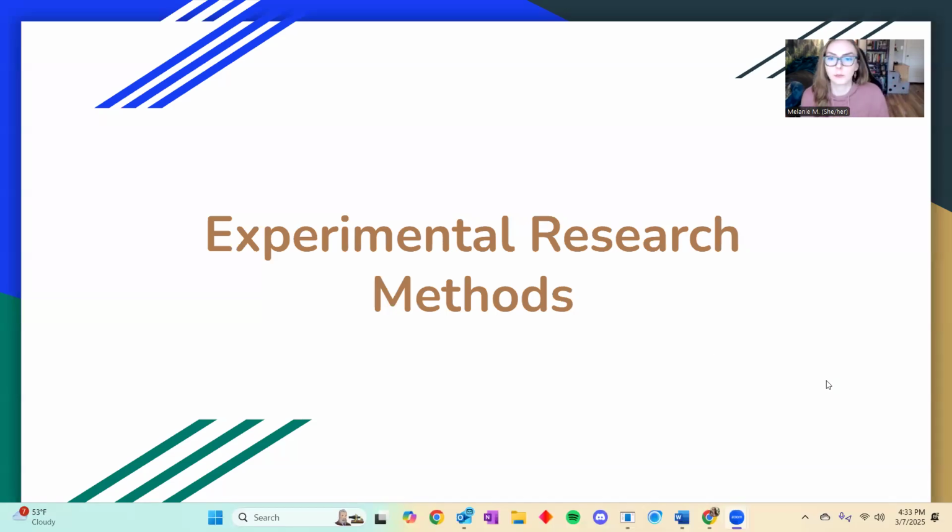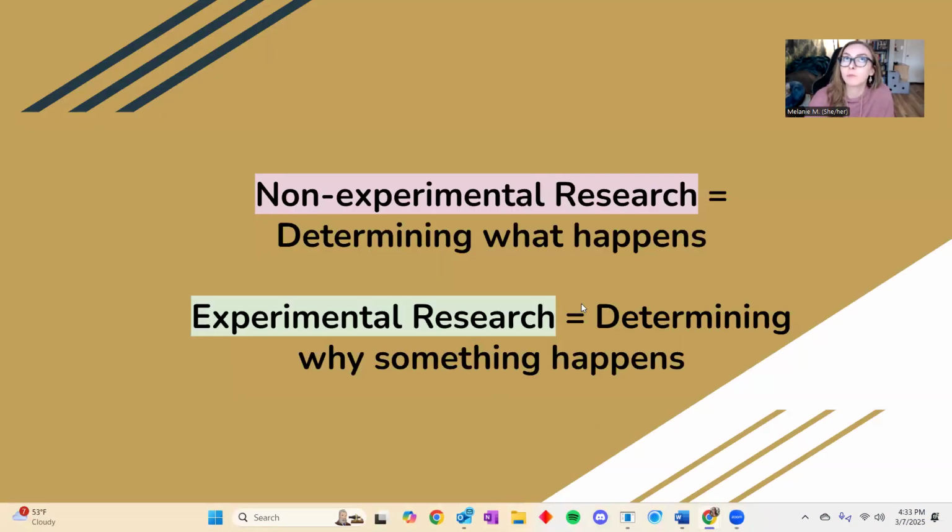So today we're going to talk about experimental research methods and particularly the two-factor design or two-group design. We'll start with just some really broad definitions. Throughout the course, we'll talk about experimental and non-experimental research.